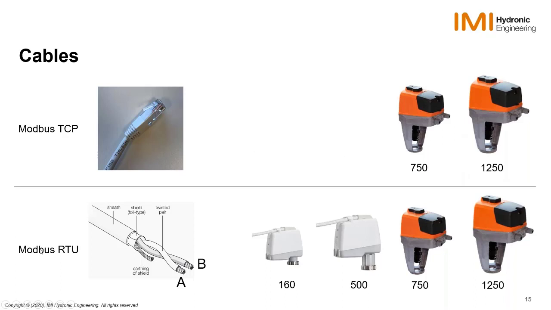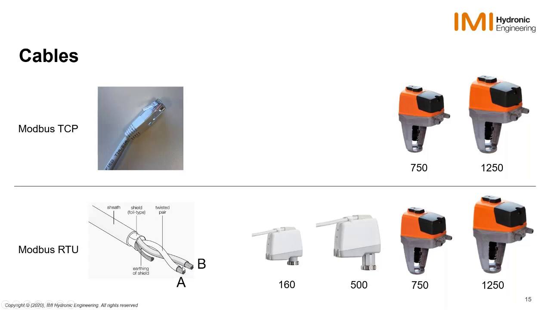And then we have Modbus RTU, which uses another type of cable called RS485 or twisted pair cable. And these are available for small Modbus sliders as well. So 160, 500, and then also 750 or 1250 if you want RTU instead of TCP on these ones. And the cable is a twisted pair, and the pair is the A and the B cable.